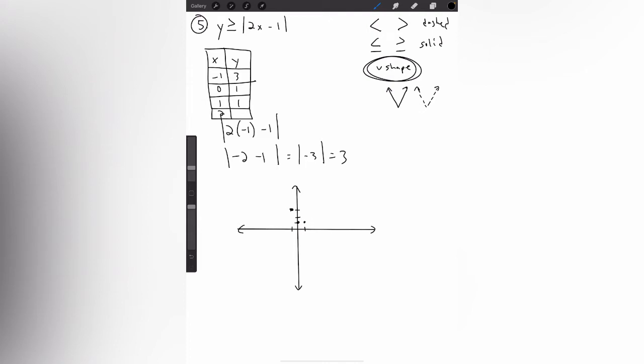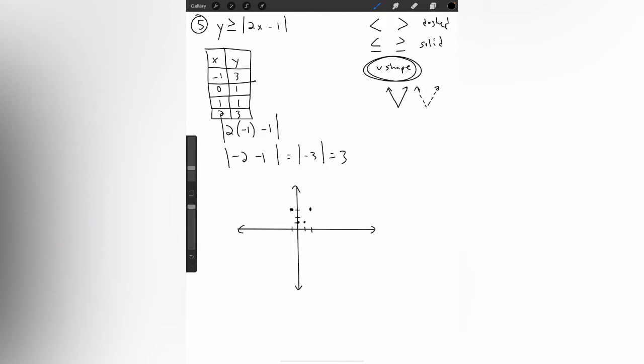So 2 times 2 is 4. 4 minus 1 is 3. The absolute value of 3 is 3. Okay. So I have 2 up 3.